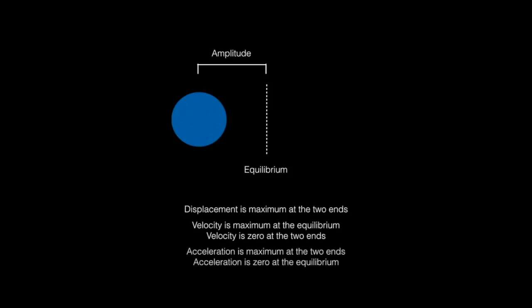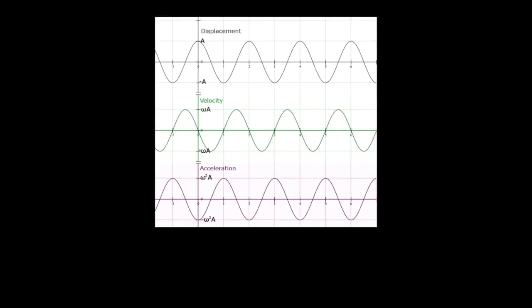Now, acceleration is maximum at the two ends. Acceleration is 0 at the equilibrium, so it's the other way from the velocity. It's the same as displacement. So let's look at the graphs. As you can see, displacement starts at the maximum displacement. So the simple harmonic motion is starting at positive amplitude.